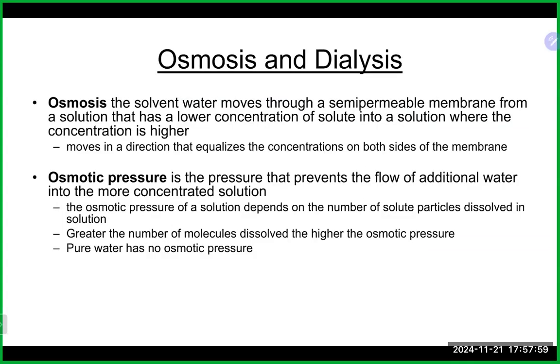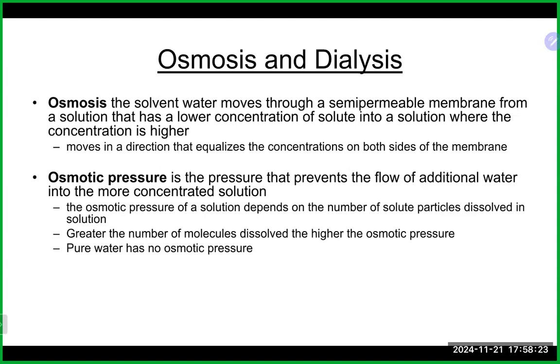We talked a little bit about this, which is osmosis and dialysis. Osmosis is the process where the idea is to dilute down one side of a membrane from the other. One side is more concentrated and the other side is less concentrated. So water always flows from the least concentrated to the more concentrated side.